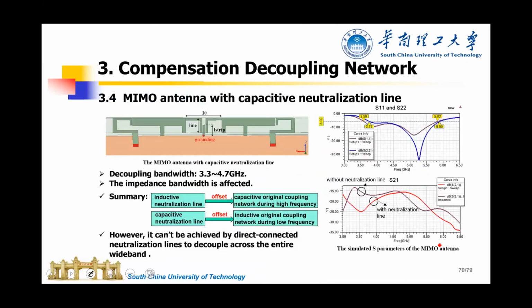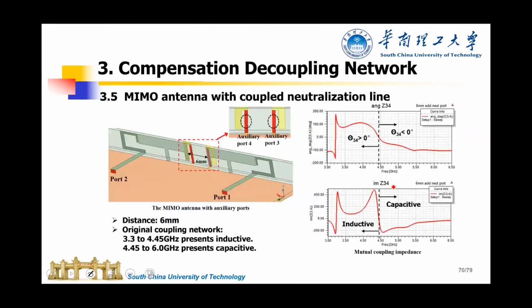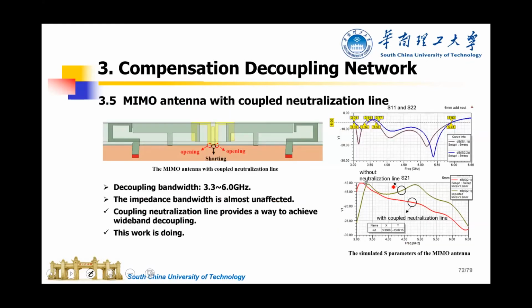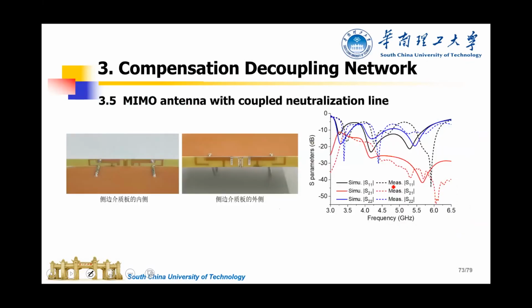Also, we introduce the capacitive neutralizing line like this. This is the decoupling. So we can find in lower frequency we get a good improvement. This is the coupling neutralization line. This is just a measurement.